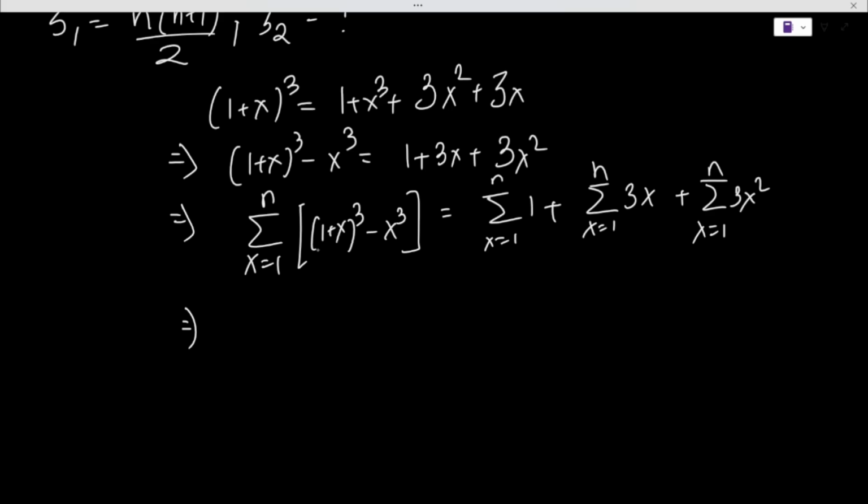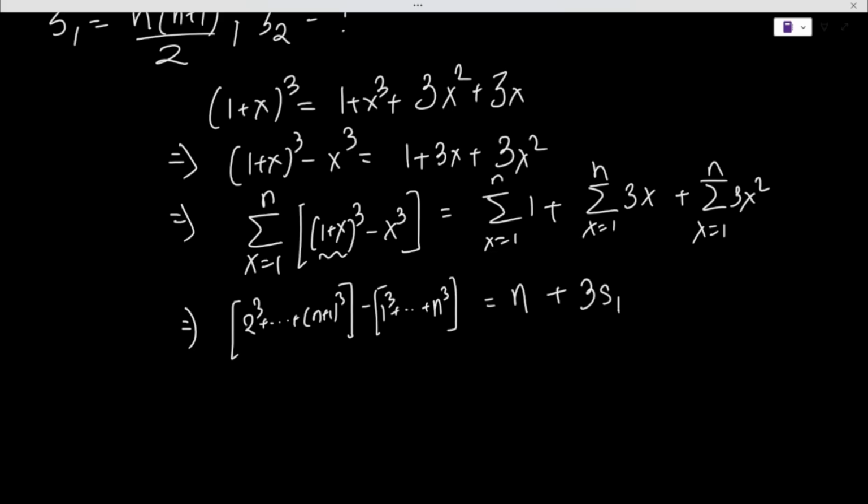Okay, so first of all, do you realize this is a telescoping series? Because the first sum is nothing. If you write it out term by term, it simply becomes 2 cube plus all the way up to n plus 1 whole cube, right? And the second x cube term simply becomes 1 cube all the way up to n cube. And on the right hand side, we already know this is going to be n. We know this is going to be 3s1, isn't it?